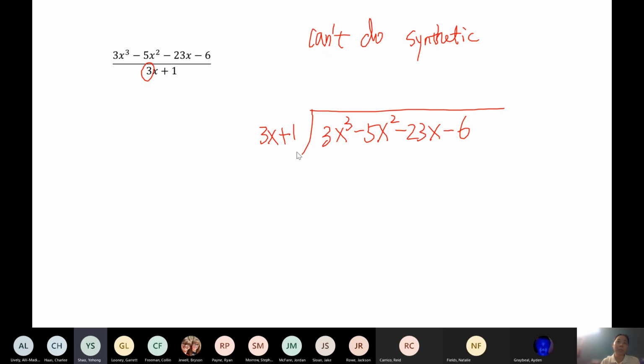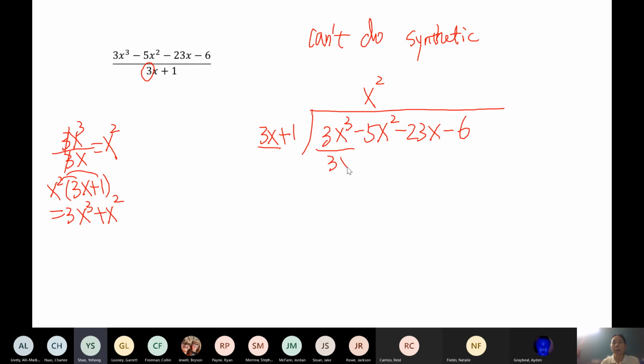So first step will still be the same. You take 3x cubed divided by 3x. Okay, now divide them. We got 3 cancels 3. x cubed divided by x, we get x squared. I'm going to put the x squared up there. Okay. Now, second step, you multiply x squared with 3x plus 1. So you're going to distribute to get 3x cubed plus x squared.